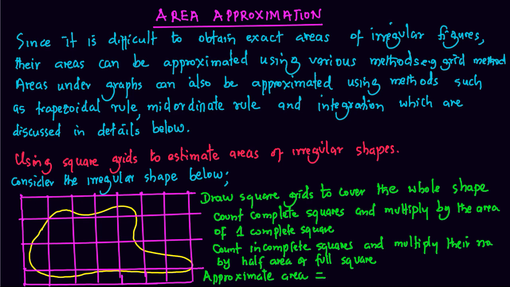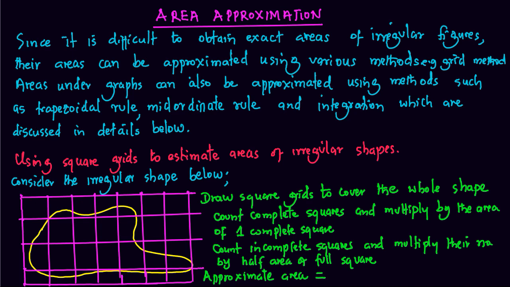We can also approximate these areas, and especially areas under curves, using methods such as the trapezoidal rule, mid-ordinate rule, and integration method, which are discussed in details below. When we talk about using square grids to estimate areas of irregular shapes, let us consider the following.